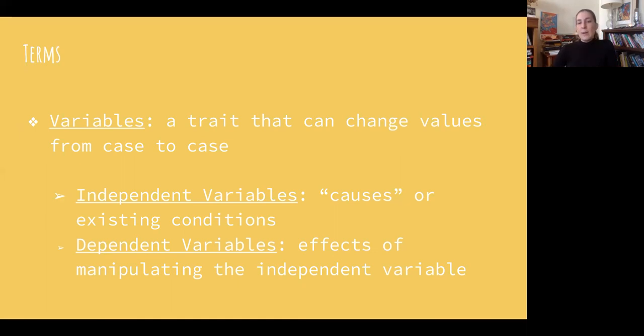As a reminder, independent variables are the causes or existing conditions, and dependent variables we usually think of as the effects in a cause-effect relationship, and they're usually influenced by the independent variable.